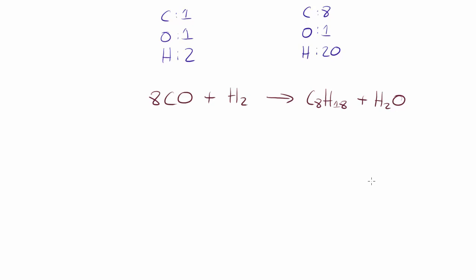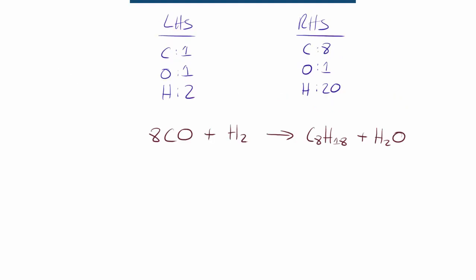Now, I'm going to audit this again and look at what numbers we have now. What do we have on each side? So if you do that, left hand side, right hand side. On the left hand side, 8CO, so we've got carbon, oxygen, hydrogen. We've added 8 to the CO, so it's not going to affect the number of hydrogens. So hydrogens would be the same. It would just be 2, just as it was before.